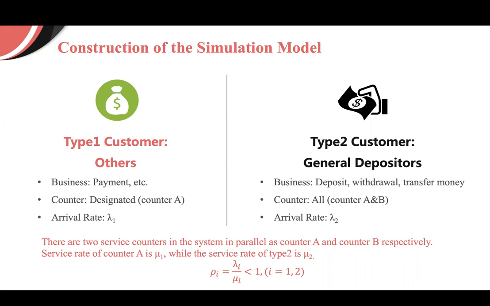All the counters can serve the general depositors, while the service for type 1 customers is restricted to the designated counter. Assume that half of the counters in the bank can serve type 1 customers, and type 2 customers can be served at all counters. Therefore, it can be considered that there are two service counters in the system in parallel, as counter A and B respectively.